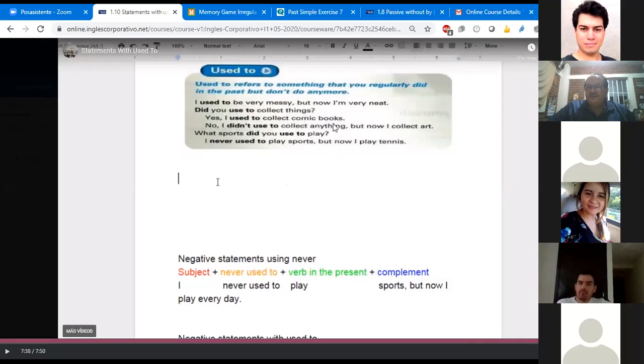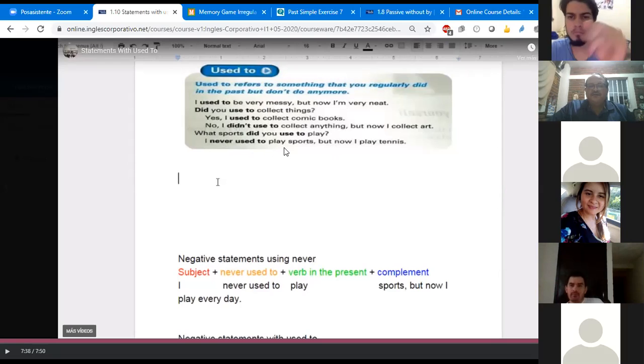And then the negative, I didn't use to collect anything. I didn't use to read the newspaper. I didn't use to practice sports. Yes, okay, you can use anything, okay? Or I never used to go to parties on Fridays. I never used to go to parties on Tuesdays. I never used to go to the beach on Mondays, okay? So this is the emphasis, present, question, negative, and negative, okay? See that when we use never, we don't use didn't, okay?